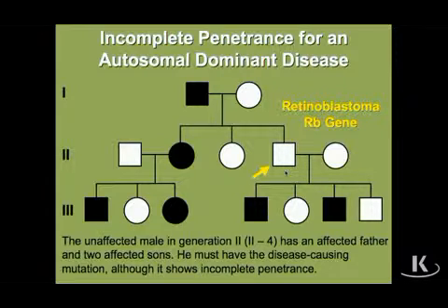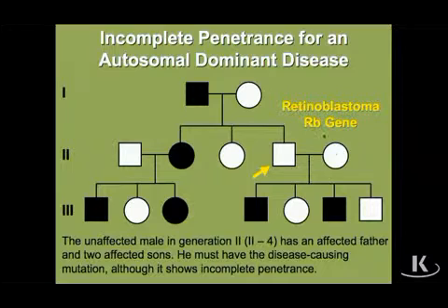We know that he must have the mutation because he has inherited it from his father, and he has passed this mutation along to his two sons. So he must have a copy of the mutation, but he does not show the symptoms of the disease. It's incomplete penetrance. How can we explain that? For inherited retinoblastoma, this is the explanation. The disease is caused by inherited mutations in the RB gene, which is a tumor suppressor gene.